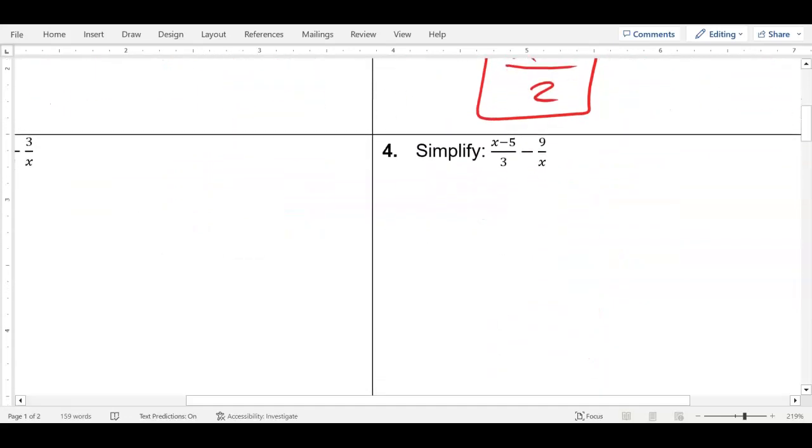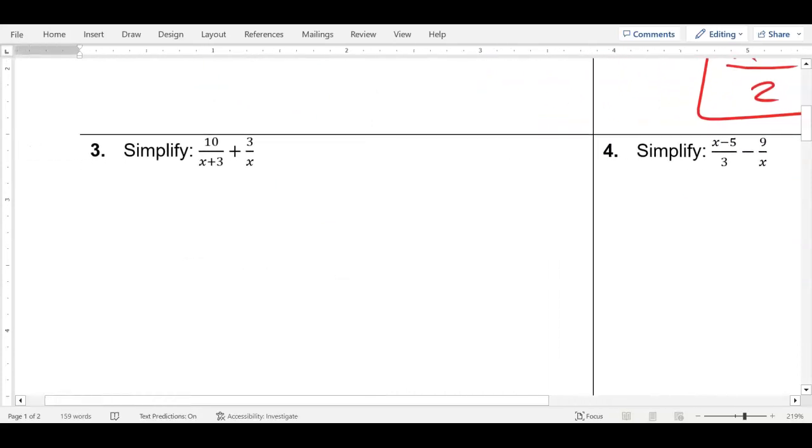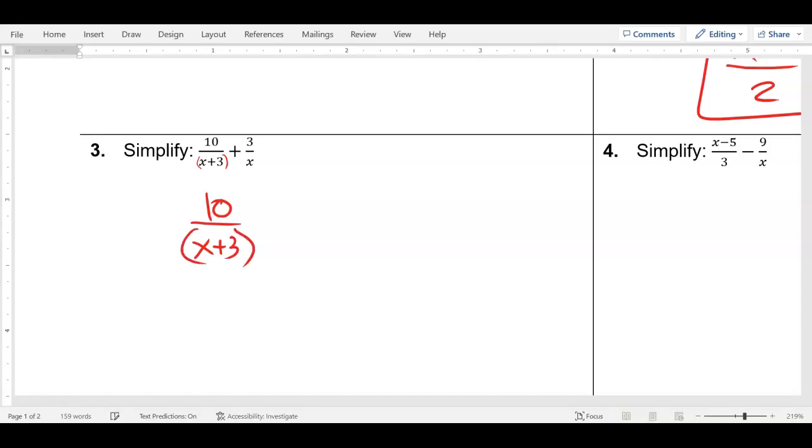Alright, number 3, I need to find the common denominator if I want to add these together. Now, x plus 3 and x, they both look like they share an x, but this is a whole binomial, right? So the only way to get a common denominator is to multiply the first one by x, and to multiply the right one by x plus 3. So I'm going to take this first fraction and multiply it by x, and I'm going to take the second fraction and multiply it by x plus 3 on top.